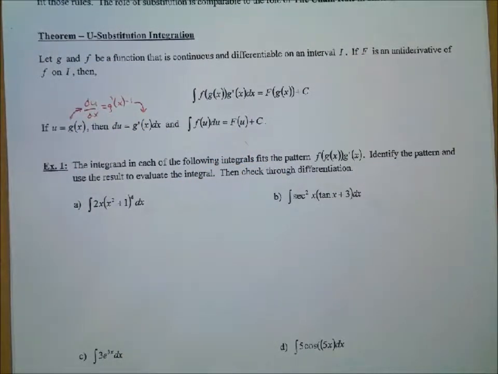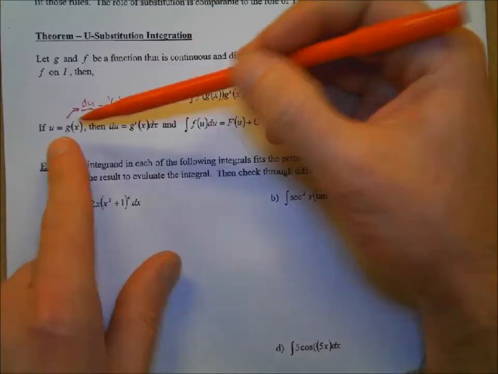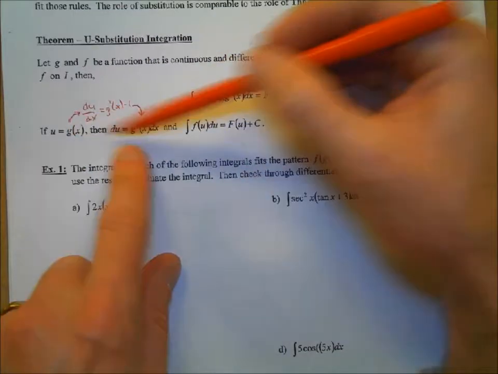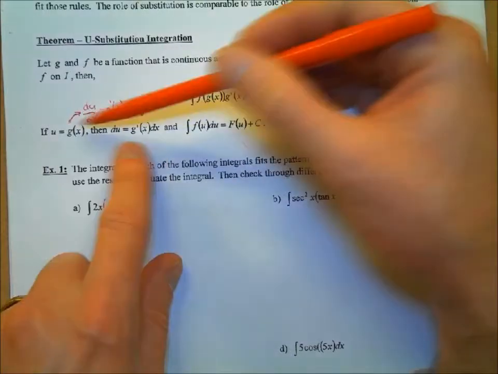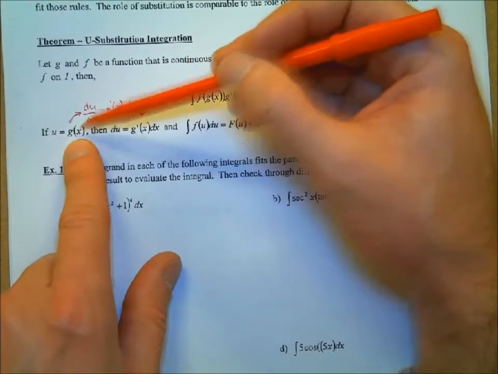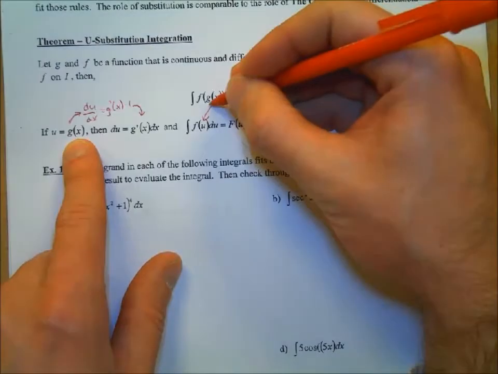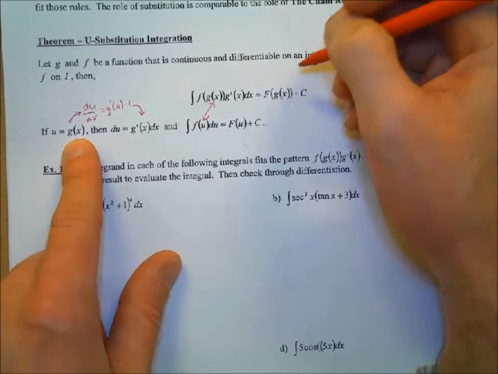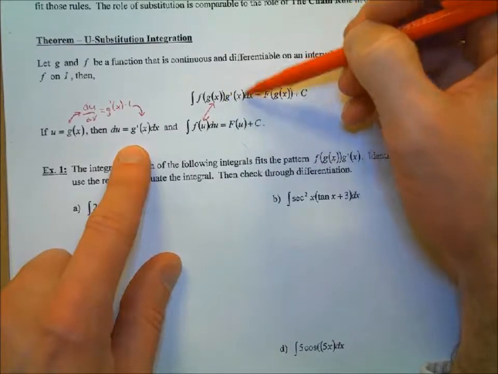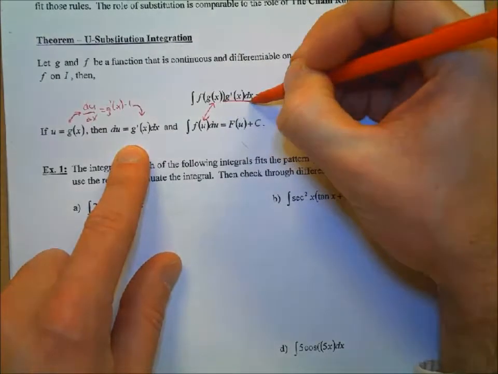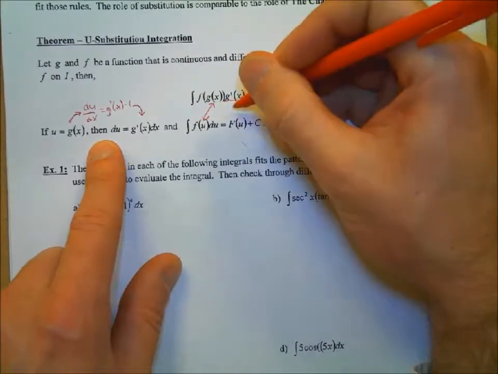With this definition that we made here, if u is g of x, then the g of x here will be replaced by a u. And since g prime of x dx, that quantity, ends up being du, that can be replaced with a du right there.